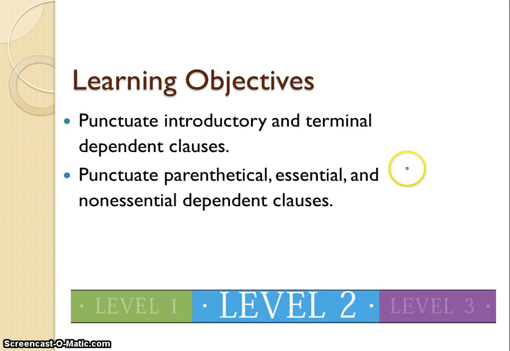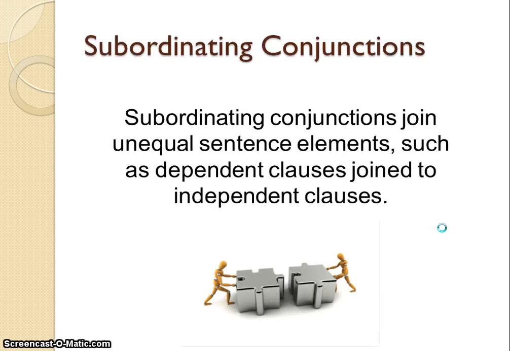Okay, we're going to move on to level 2. We're going to talk about punctuating introductory and terminal dependent clauses, and then punctuate parenthetical, essential, and non-essential dependent clauses. That was a mouthful. Okay, first of all, we're going to talk about subordinating conjunctions. They join unequal sentence elements, such as a dependent clause joined to an independent clause.